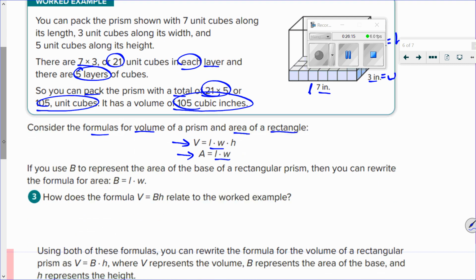And this is why it was so important that you be accurate when we're doing our area. They used a small b, because we are now going to do a large B. So if I use B to represent the area of the base of a rectangular prism, I can rewrite the area formula as B equals LW. So now my formula is V equals B times H.